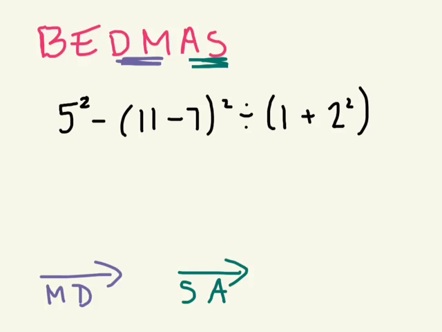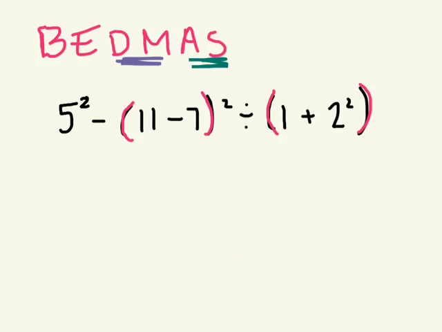So let's look at this question. First, we want to see if we have any brackets. Do we have brackets? Yeah. How many sets of brackets? 2. Okay, so we have this set of brackets and we have this set of brackets. We need to simplify what's inside the bracket. Does it matter which one we simplify first? It doesn't matter which one we simplify first, as long as we don't rearrange this, because in between them there's a division sign, so we have to simplify them and write them in the right order, okay?